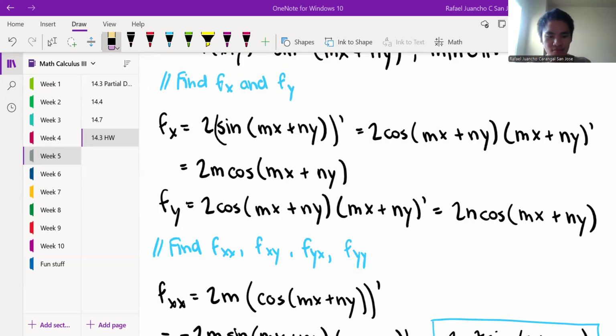Okay. Am I going to go through the computation again? Because that was tedious. 2 of mx, right? 2m squared cosine, 2mx plus ny. Nice switch here. Yeah, now I have everything in cosine.